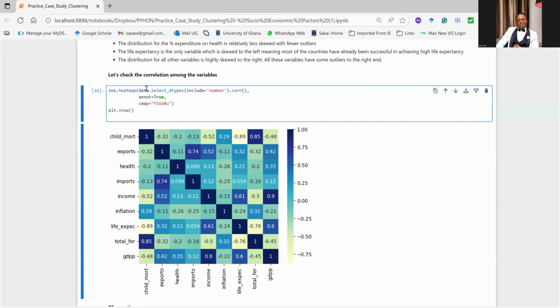So you are using the heat map, and you are indicating that I want you to select only those columns that are numbers. In the data, I want you to include only those that are numbers. And the first column, which is country name, which is not numbers, will be removed. Everything else will remain as it is. Please run this and let me know.